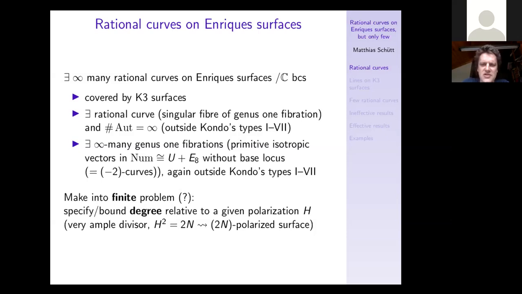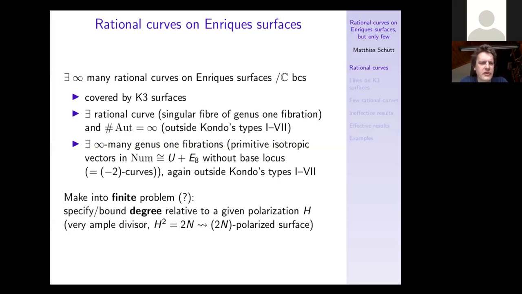And then outside a certain number of Enriques surfaces, Kondo's types 1 to 7, every Enriques surface has infinite automorphism group. So this will move around the rational curve in your surface. Because it's a fiber of a genus 1 fibration, it's only stabilized by a finite subset of the automorphism group. Or you can just think lattice theoretically. The genus 1 fibrations correspond to primitive isotropic vectors in NUM, such that the linear system corresponding to twice the vector has no base locus. And there are infinitely many of these, unless you are in Kondo's surfaces. And these Kondo surfaces are exactly those with finite automorphism group. I'm emphasizing them already here because they show up later again.